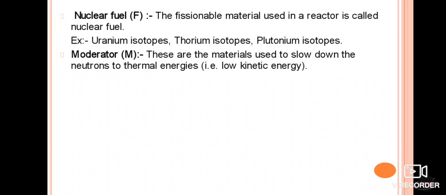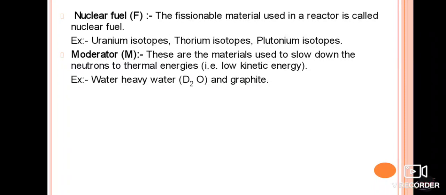The commonly used moderators, or examples of moderators, are water, heavy water, that is D2O, and graphite. The main work of the moderator is to slow down the neutrons, because the fast moving neutrons have an energy of about 2 mega electron volt, but the further fission process does not take place at that energy.